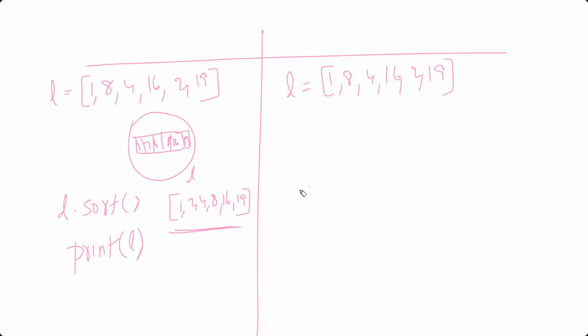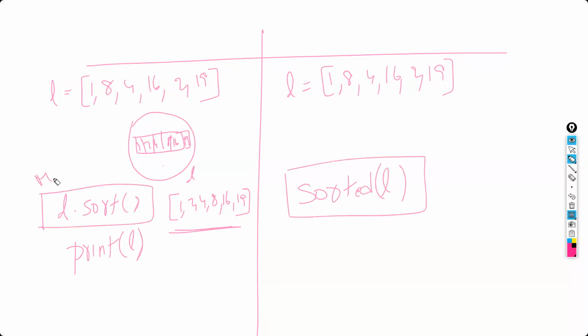Now the second option is sorted of list. What is the difference between this one versus this one? This is called a method and it is applicable only on the list. This is called a function, because there is no dot before it. It is a function like the print function, input function, length function. This is also a function. The function name is sorted.